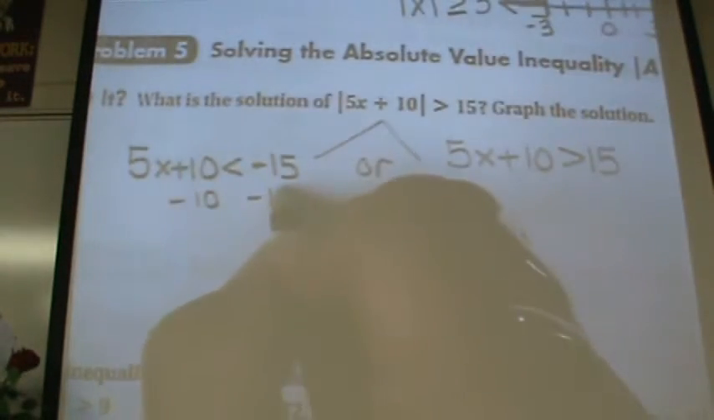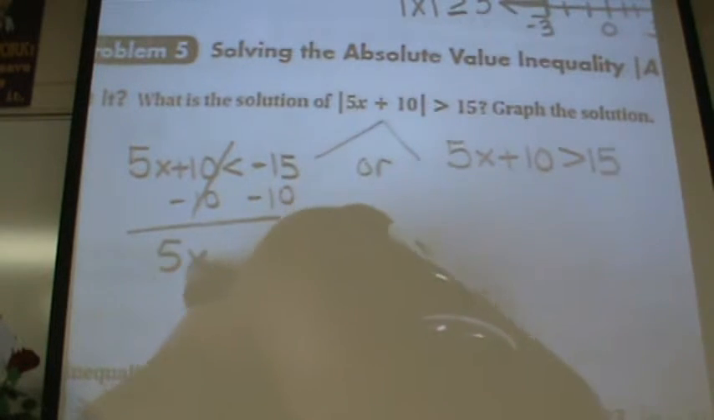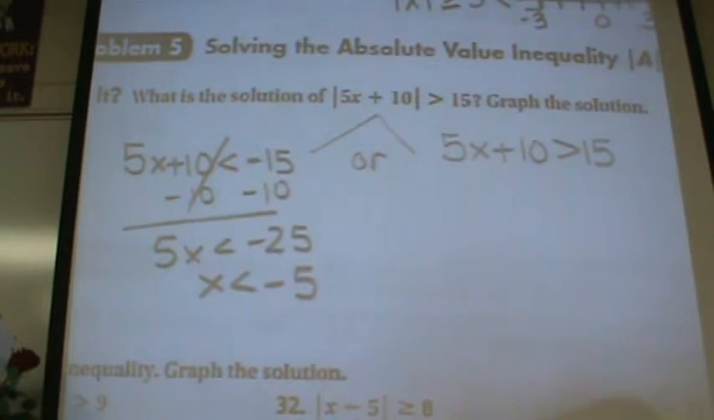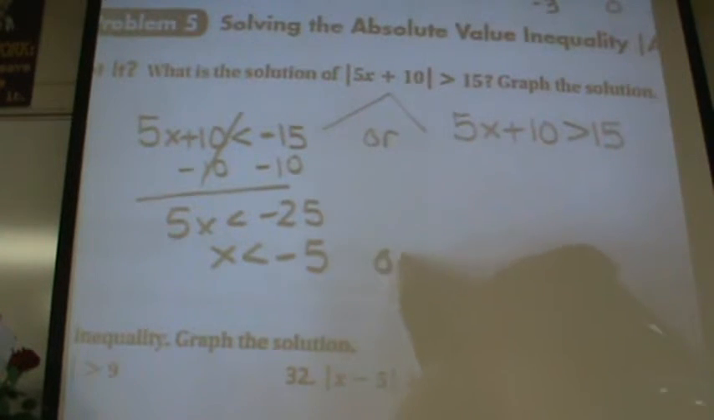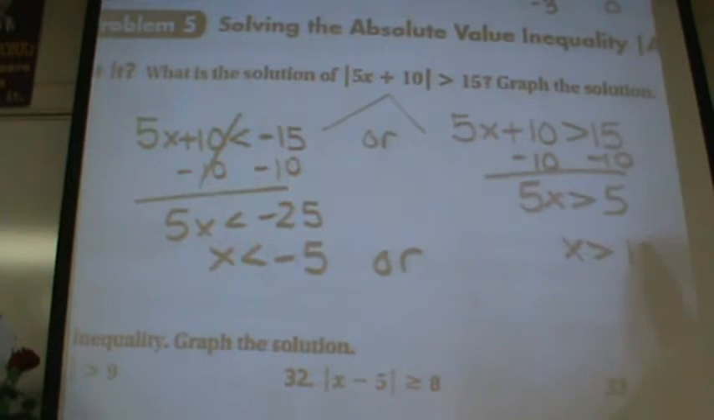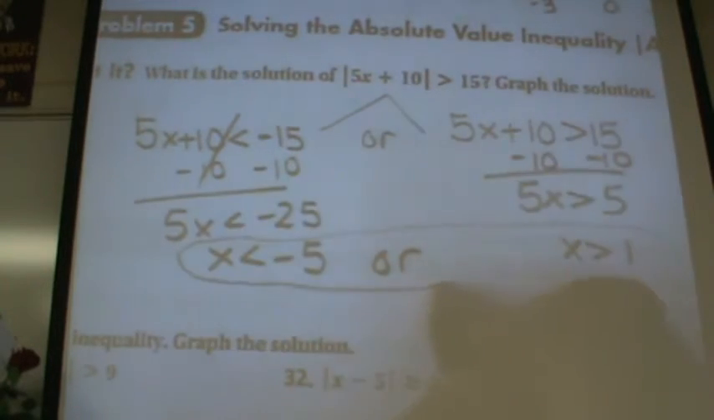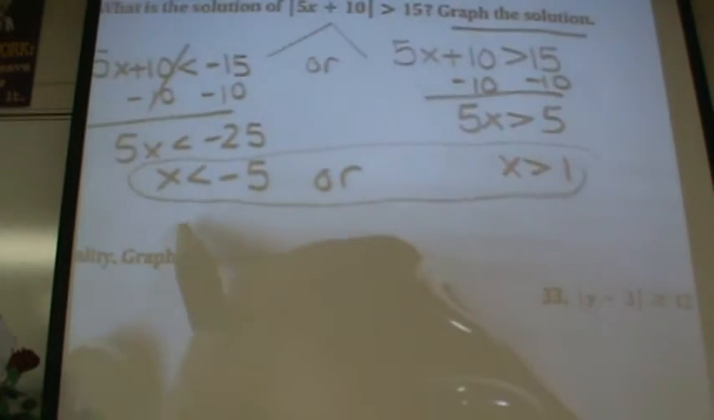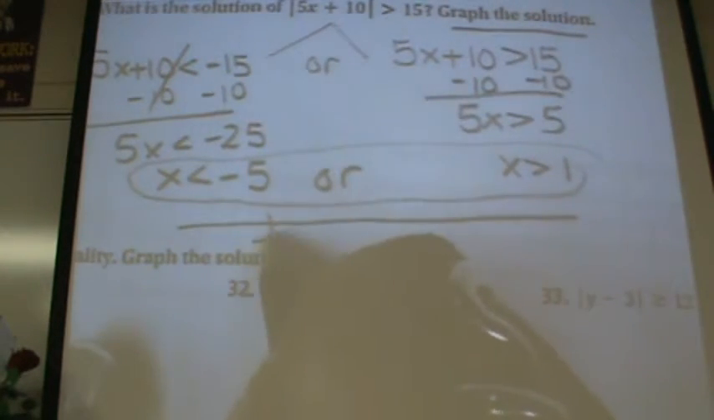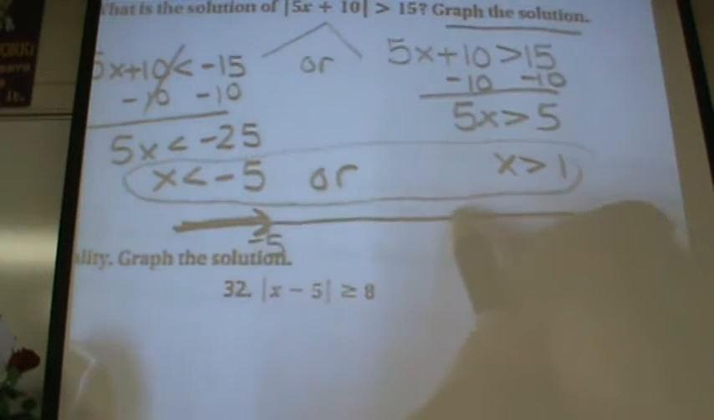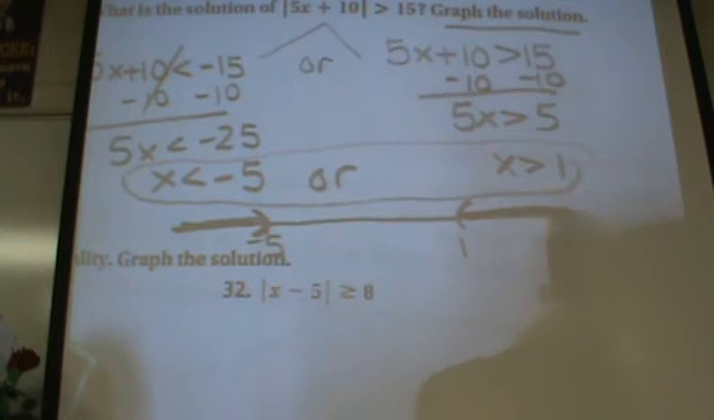So subtract 10, 5x is less than -25, divide by 5, and you get x is less than -5. Or subtract 10, 5x is greater than 5, x is greater than 1. So this is the answer. And what does my graph look like? At -5, you're going to have a parenthesis and shade all these numbers. And at 1, you're going to have a parenthesis and you're going to shade all those.